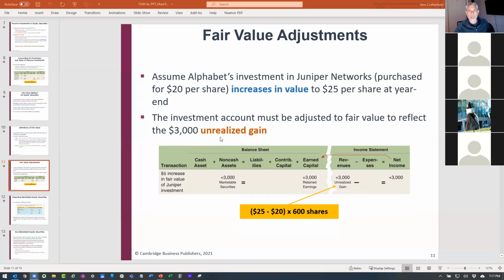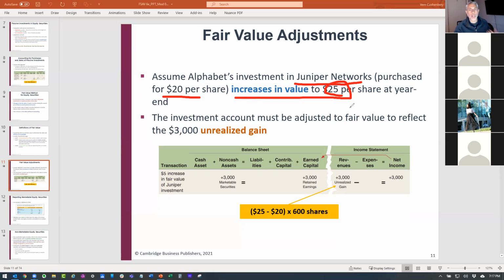Okay, let's look at another example here. This is a fair value adjustment. What happens when that Juniper Networks stock that we just bought increases in value before we sell it? So in this instance, we had bought it for 20, you'll recall, and it jumps to $25 a share. But we're not selling it yet.